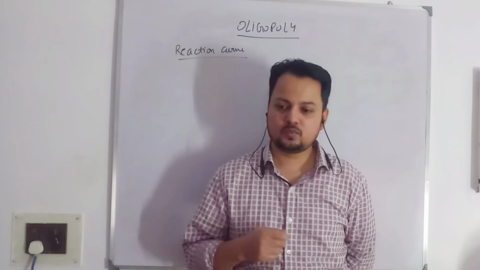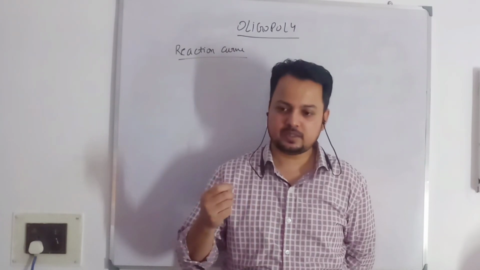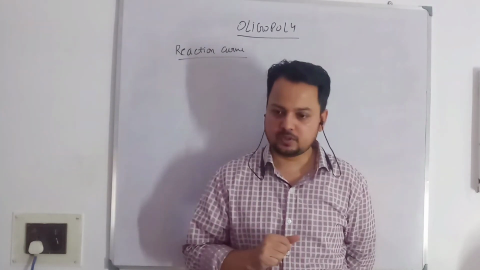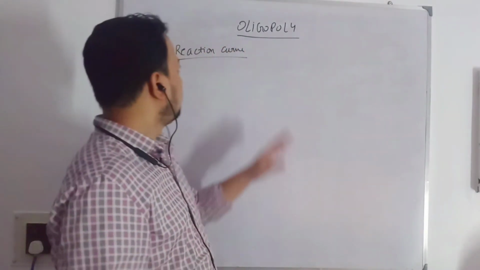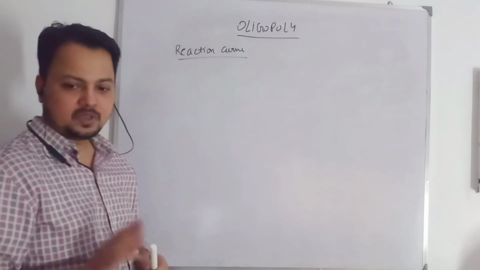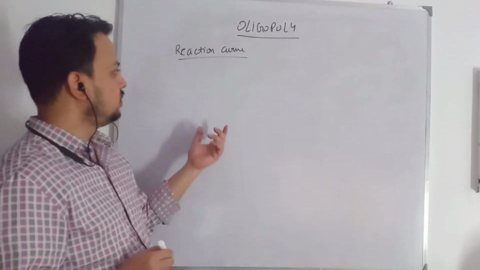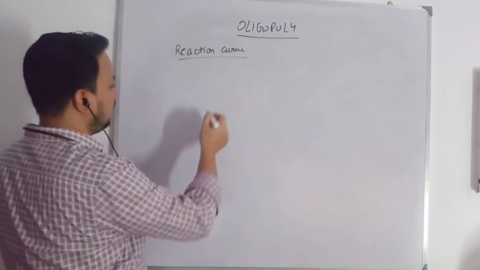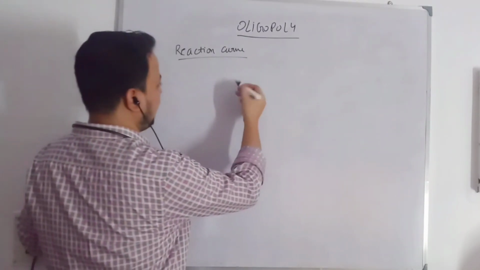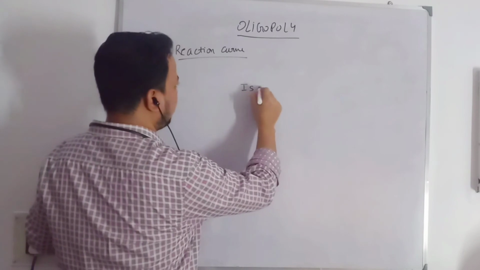Because each firm is doing the best it can, given what the other firm is doing, in order to maximize its profit. In order to derive the reaction curve, Stackelberg used the indifference curve approach. He developed an indifference curve approach that we know by the concept of the isoprofit curve.